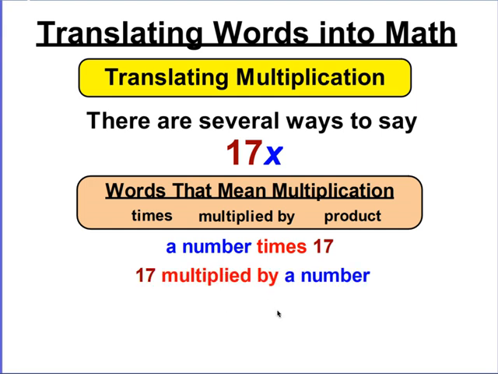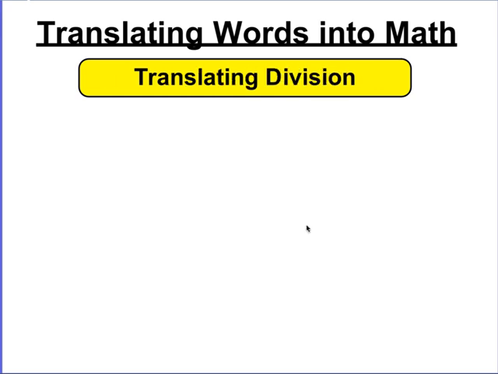17 multiplied by a number, or the product of 17 and a number. So again, we're using the word and to separate the two parts because product means to multiply. Okay? With multiplication and addition, you can switch the order. That's the commutative property, and the sentence and the expression will still mean the same thing. As you know, with dividing and subtracting, you can't switch them around. But if I said a number times 17 or 17 times a number, that will give you the same answer in the end. Okay? Now let's try division.